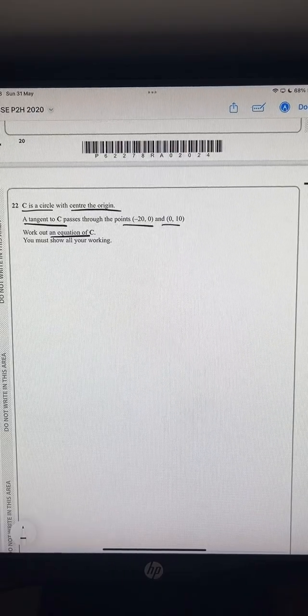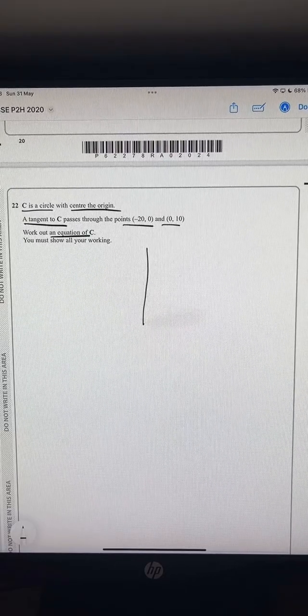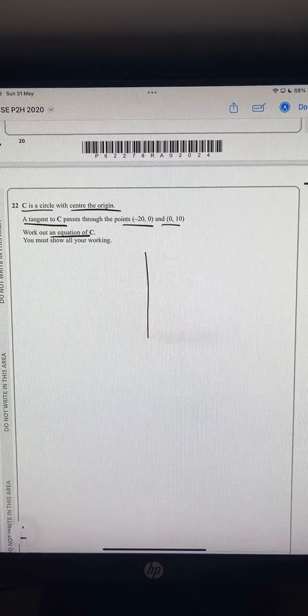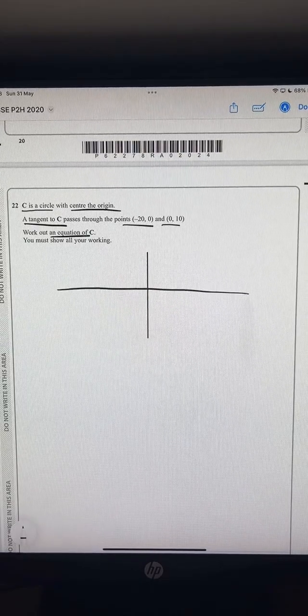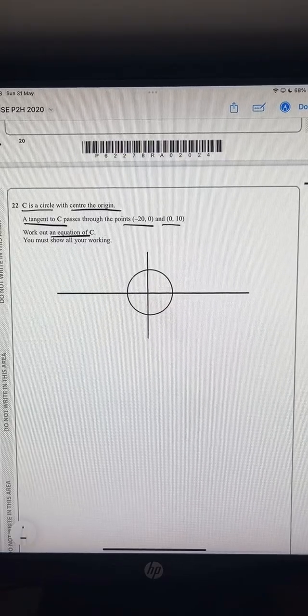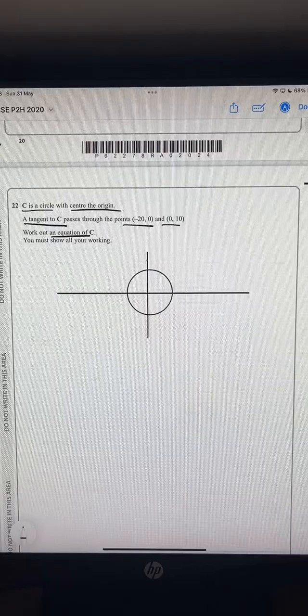So let's see. What I like to do is draw it out just to visualize it. Even if it's a simple question, always draw it out. It'll help make it clear so you know you've understood the question properly. So draw your axis at the top, and draw your circle, and the center is at the origin, which makes life so much easier. We know that it passes through the points (0, 10), right there, and (-20, 0).